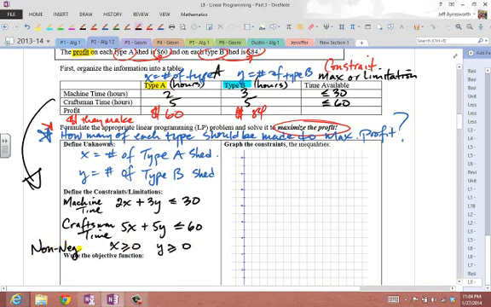Non-negative constraints, or the non-negatives. X and y can't be negative, so you make them greater than or equal to 0. You saw me graphing these in the previous lessons, so they shouldn't be that hard to graph.